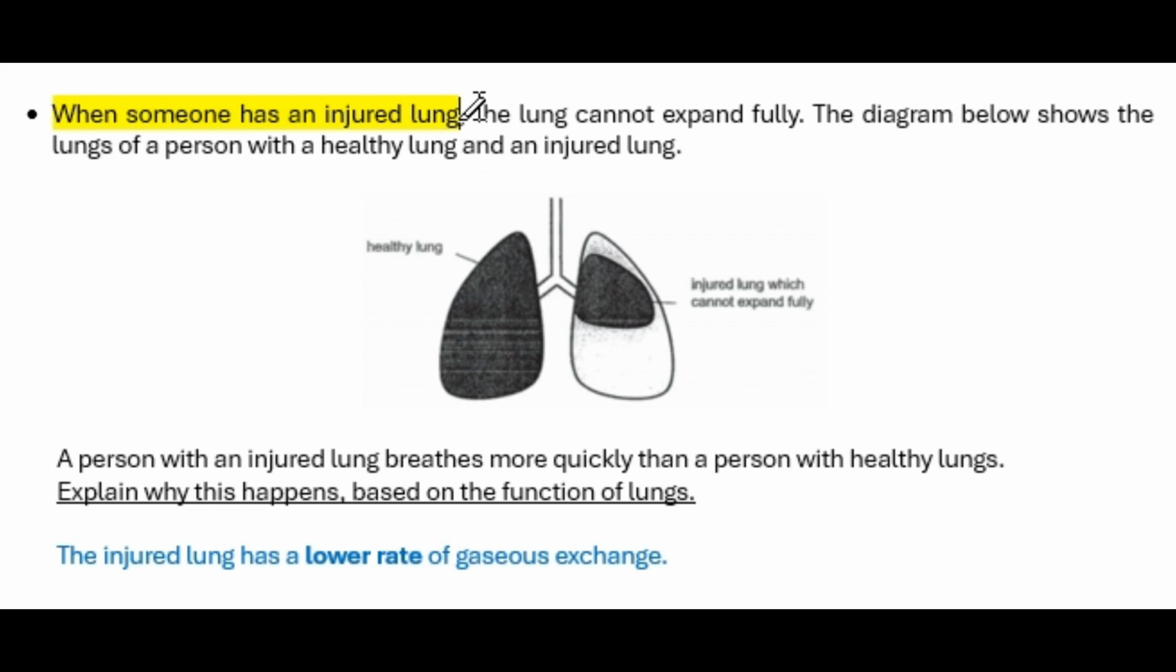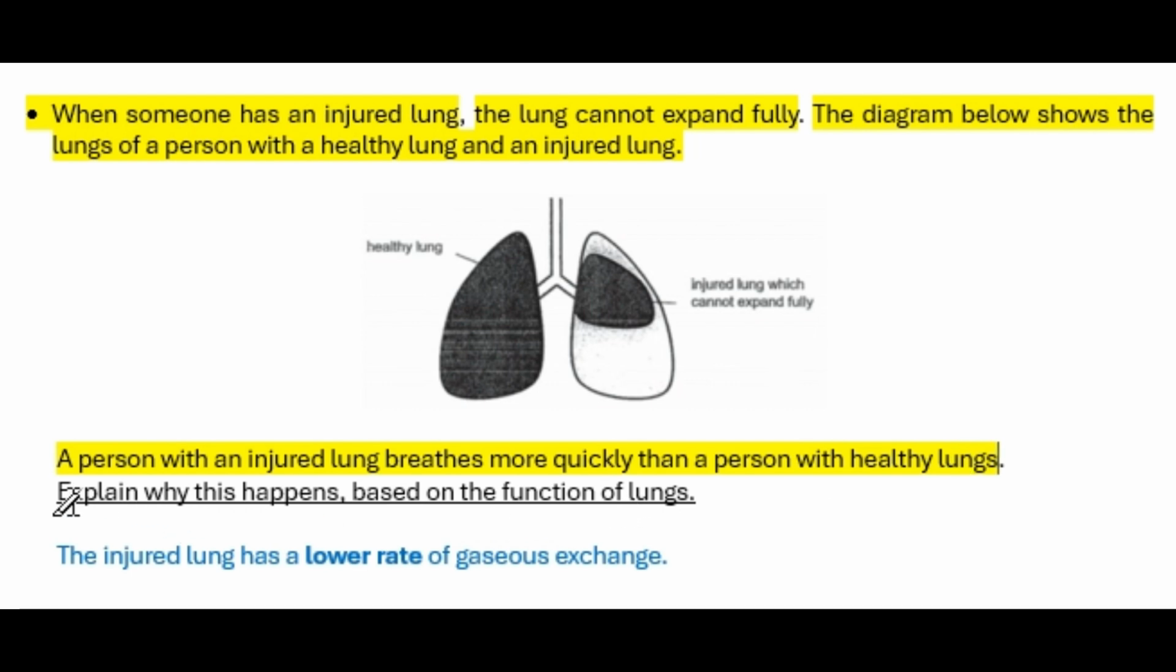When someone has an injured lung, the lung cannot expand fully. The diagram below shows the lungs of a person with a healthy lung and an injured lung. A person with an injured lung breathes more quickly than a person with healthy lungs. Explain why this happens based on the function of lungs. The injured lung has a lower rate of gaseous exchange.